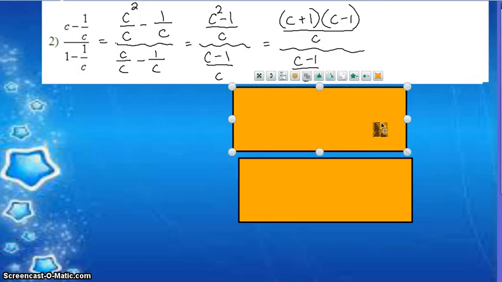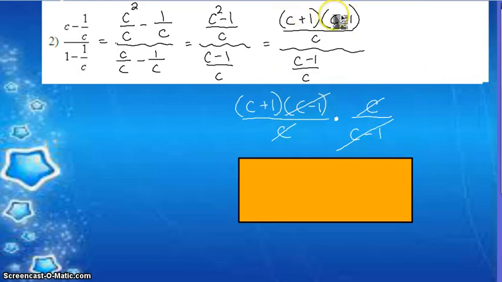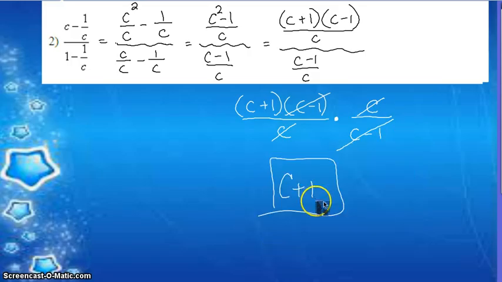So then write out your division problem. c plus 1 times c minus 1 over c divided by c minus 1 over c. You're going to keep your top fraction the same, change to multiplication, and flip your second fraction. Now here's where the cross-reducing should make a little more sense. You can cancel your factors of c minus 1, and you can cancel your factors of c to ultimately leave us with c plus 1. Again, pause here if you need to, and try this one.